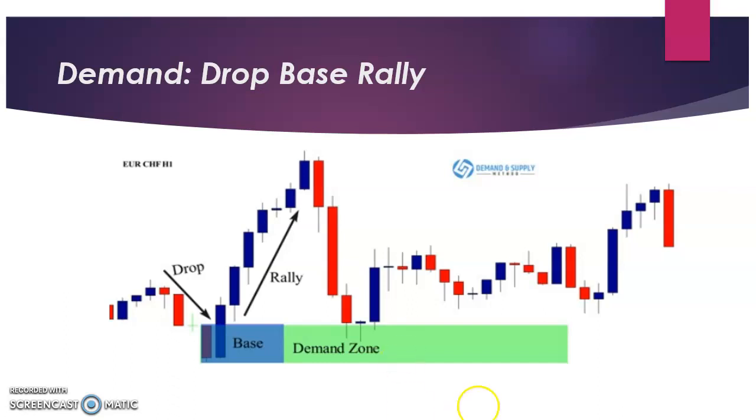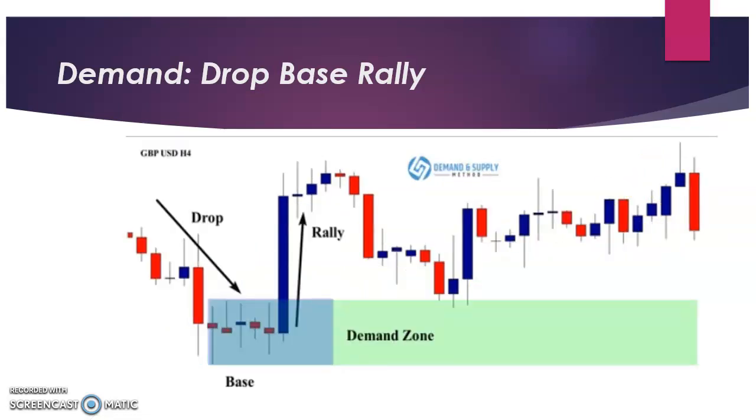You can see that when price simply came back into that demand zone, the price just went back up. So this kind of setup is what we call drop base rally. Price drops and there was a sharp upward movement, and price simply came back into our base and went back up again.